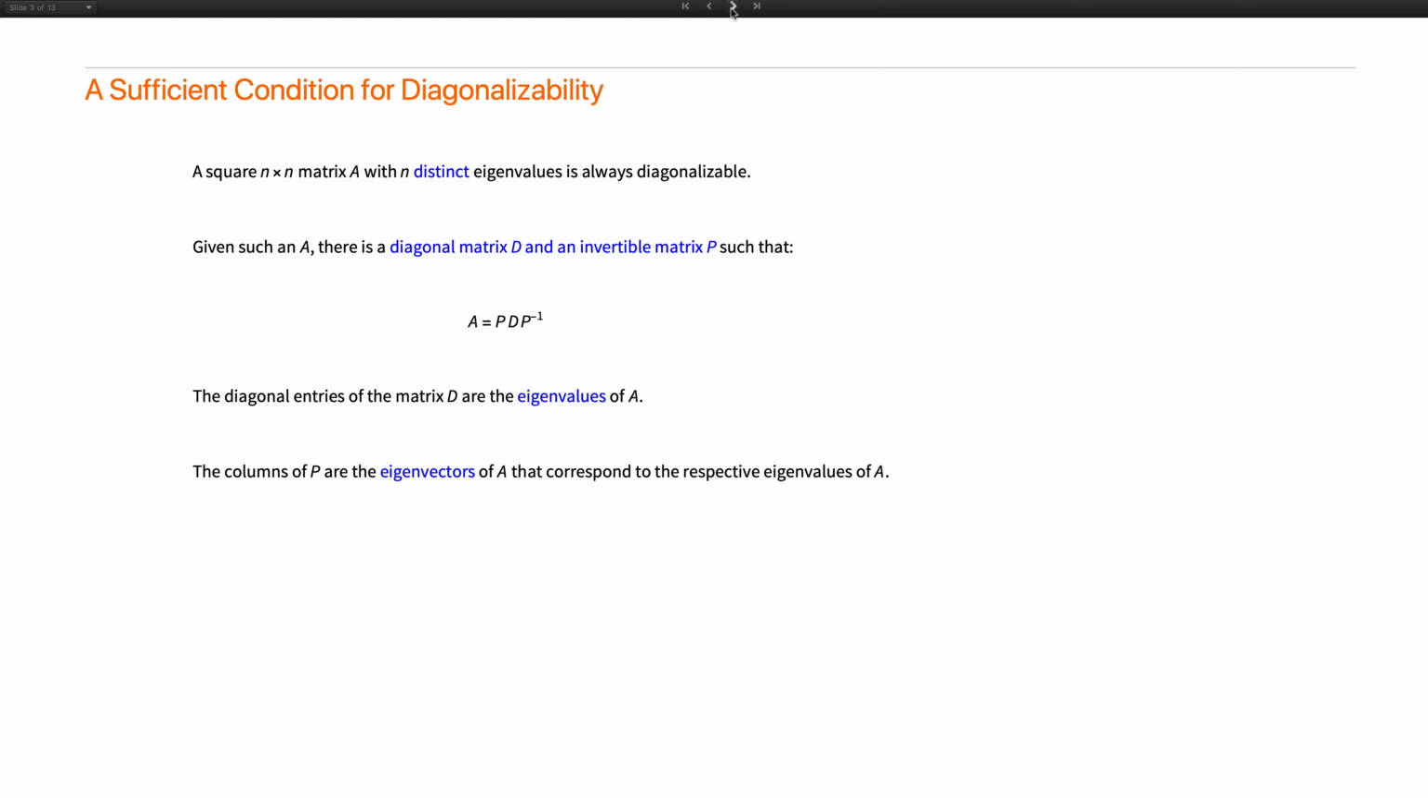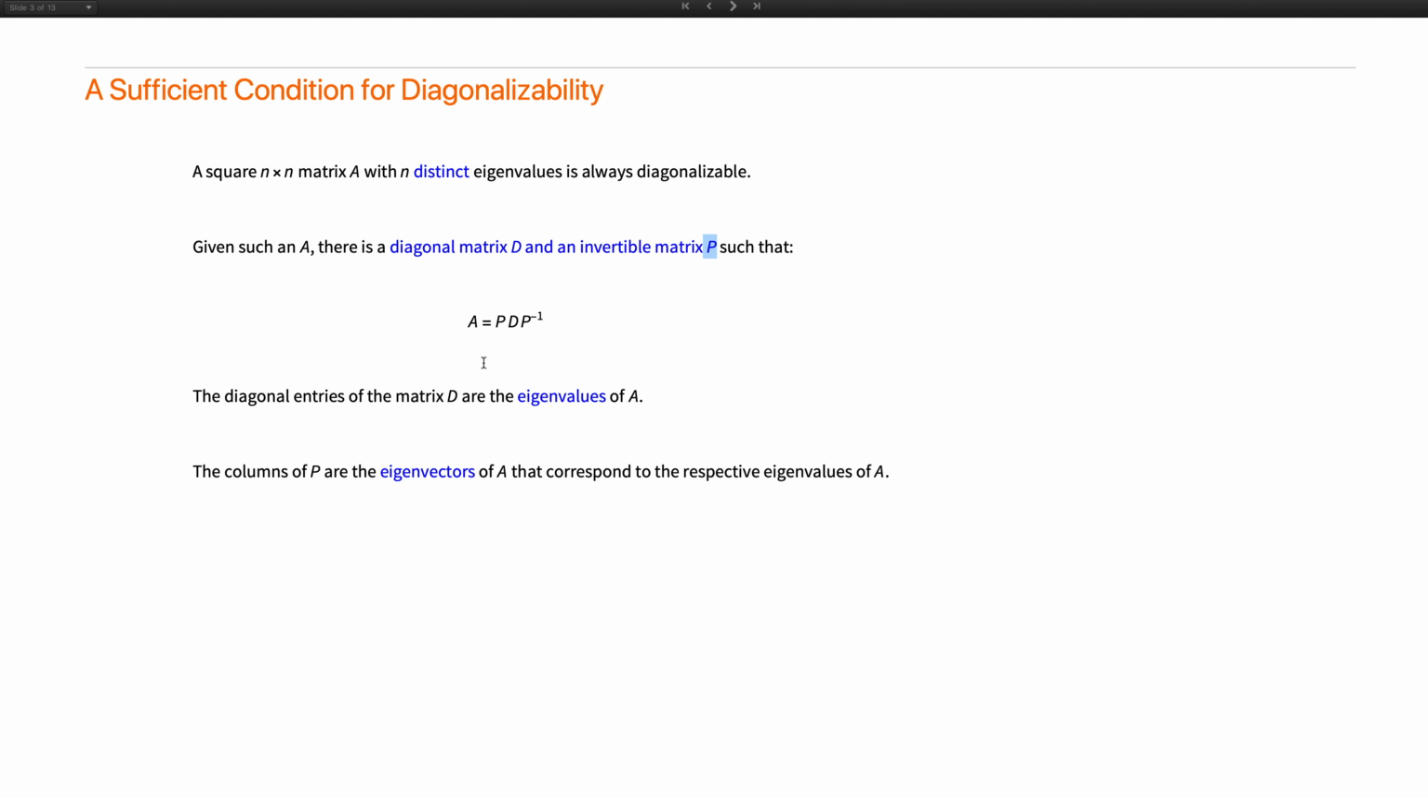Luckily, there is a sufficient condition for this to happen, namely the case where you have n distinct eigenvalues for a square n by n matrix A. So if you have a matrix A, and you can check that it has as many eigenvalues as the order of the matrix, then you have a diagonalizable matrix. In such a case, there is a diagonal matrix D and an invertible matrix P such that A is equal to P times D times P inverse.